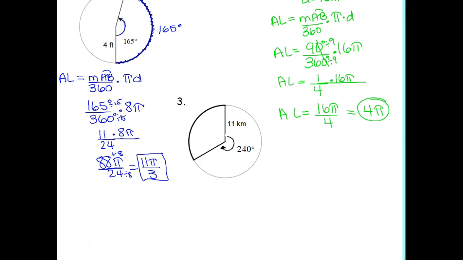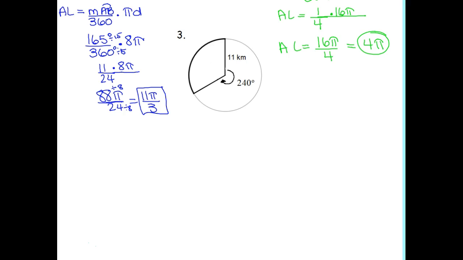On the last example, we have to be really careful because what they're asking for is the length of this bolded section. In order to know that, we have to know the measure of this arc right here, this angle right here. But they don't give us this angle, they give us this one out here. So in order to find this one, we just have to take 360 minus 240. So we know that this is 120 degrees for this one here. So again, we're just going to set up that formula.